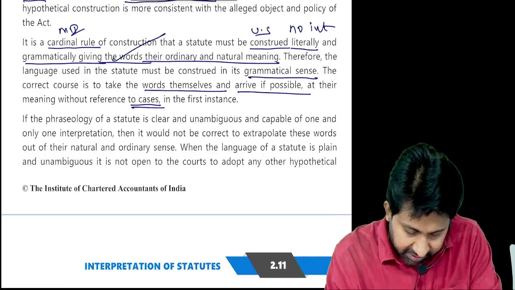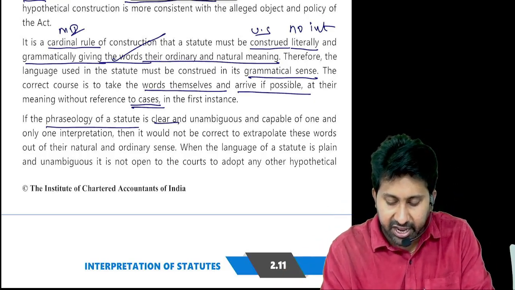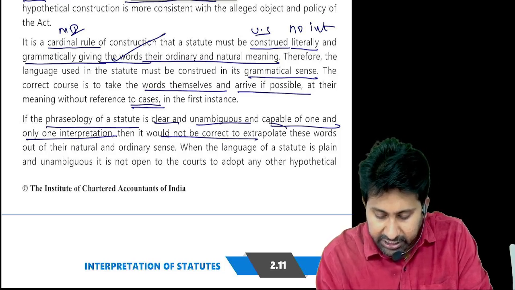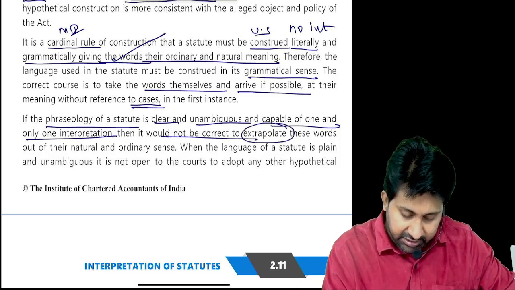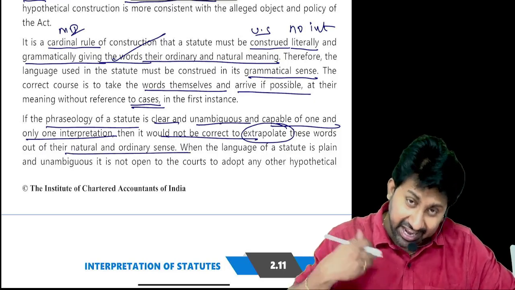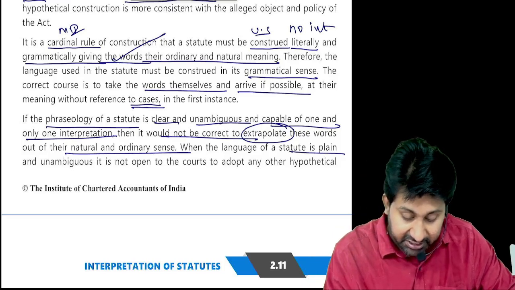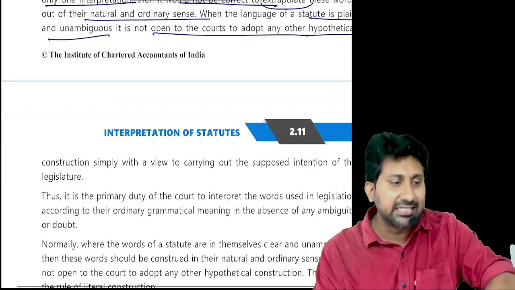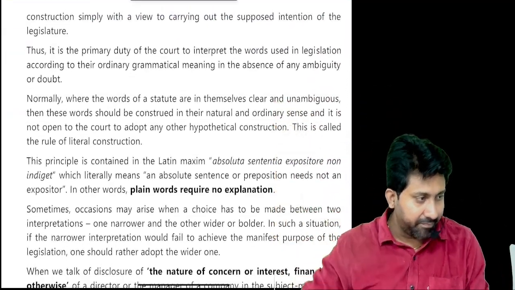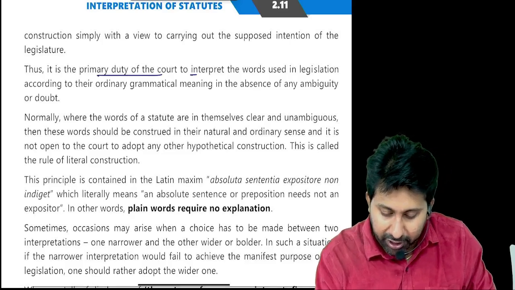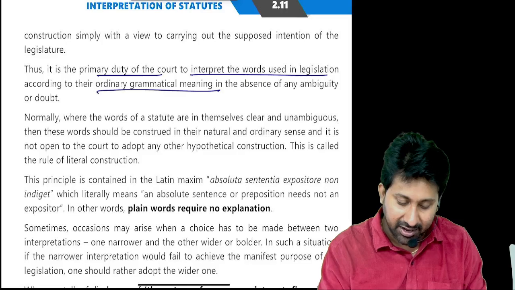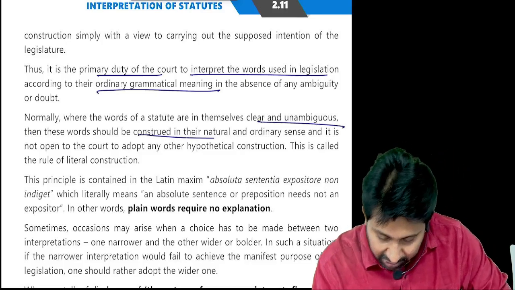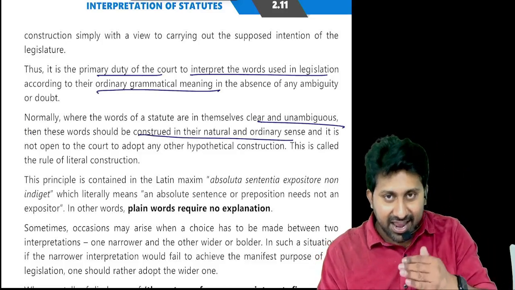Again the same concept is repeated. If the phraseology of a statute is clear and unambiguous and capable of only one interpretation, then it would not be correct to extrapolate, means going beyond the words, out of their natural and ordinary sense. When the language of the statute is plain and unambiguous, it is not open to the courts to adopt any hypothetical construction. Thus, it is the primary duty of the court to interpret the words in legislation according to grammatical meaning. Normally, where the words of a statute are clear and unambiguous, it should be construed in the ordinary and natural sense.